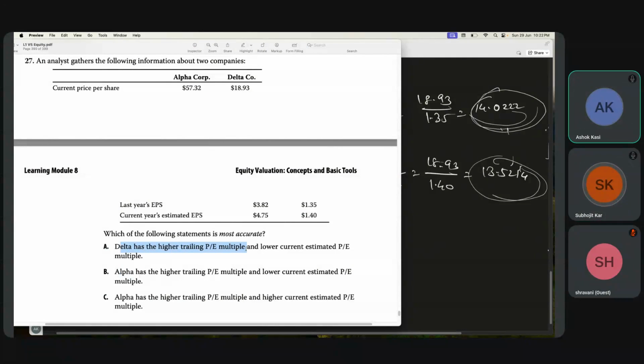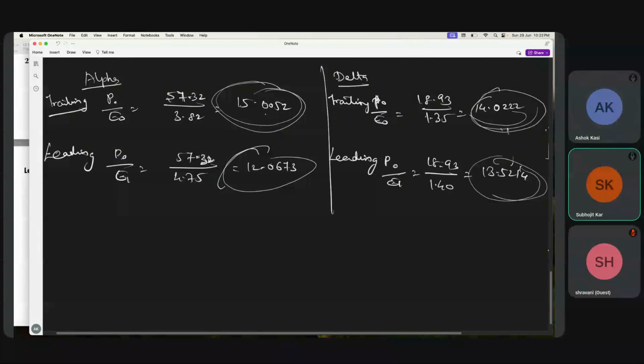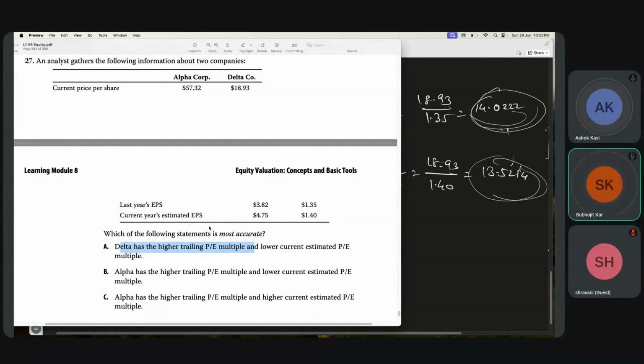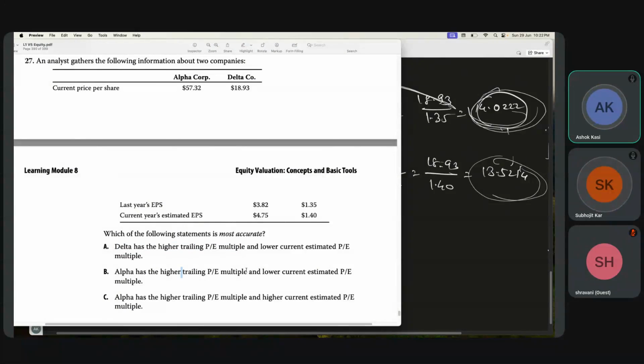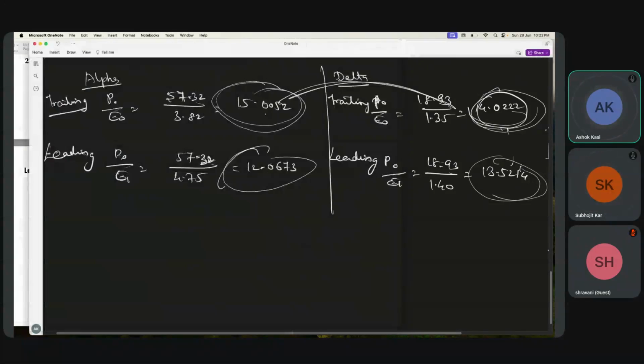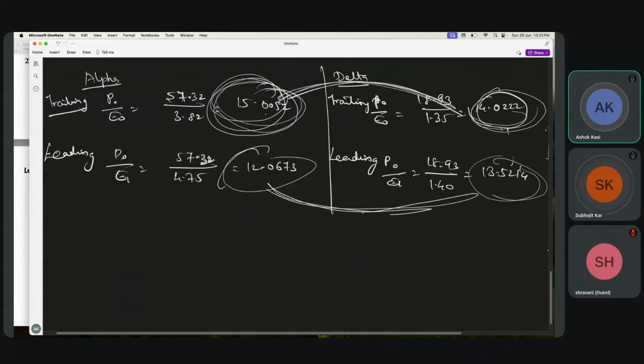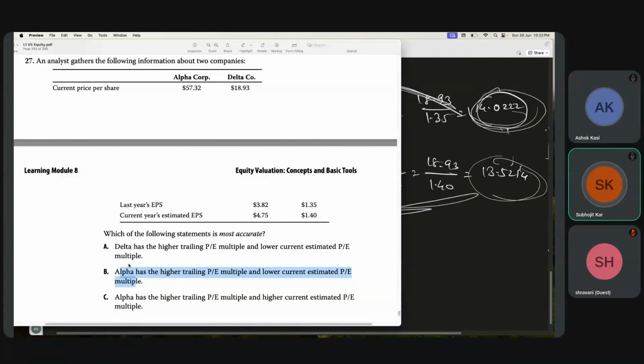We have to compare trailing PE multiple of Delta with Alpha. So A is wrong. When we compare these two, A is not correct. Then Alpha has higher trailing multiple and lower current estimate. When we compare these two, this is having lower. So B is the answer.